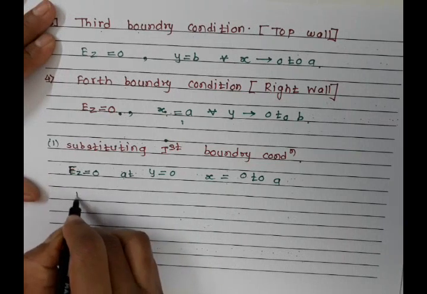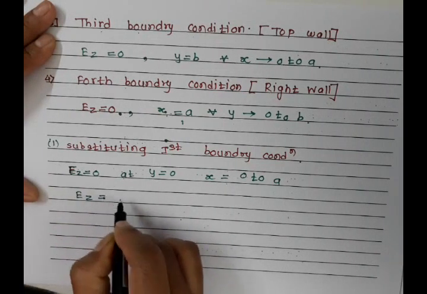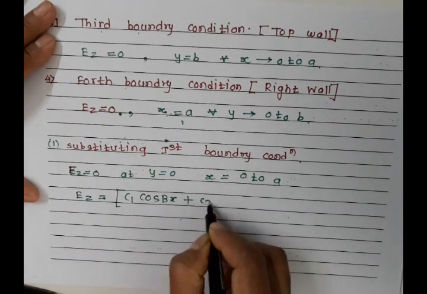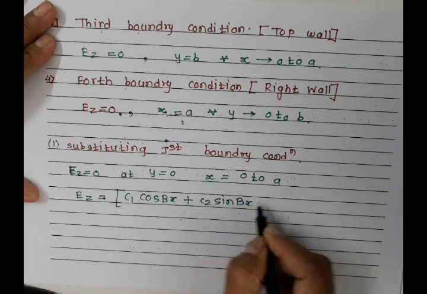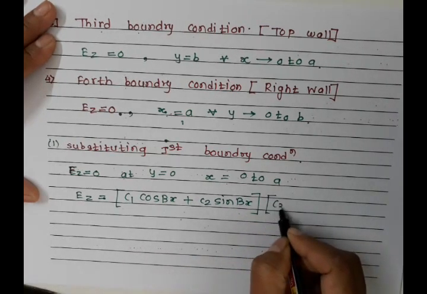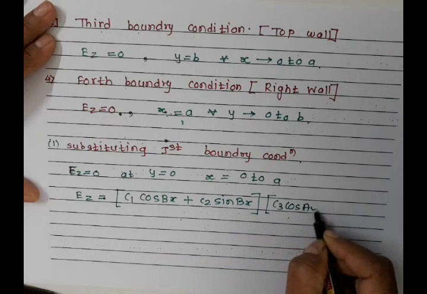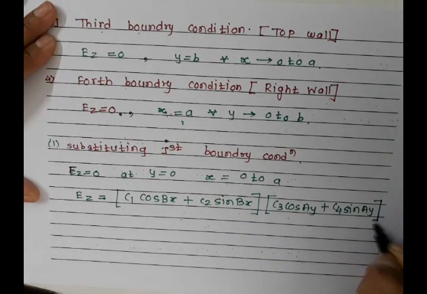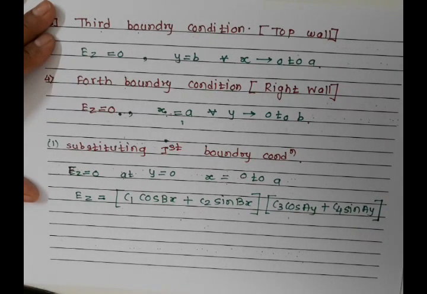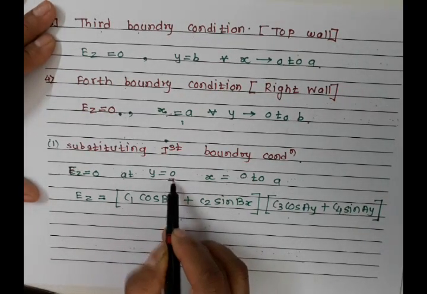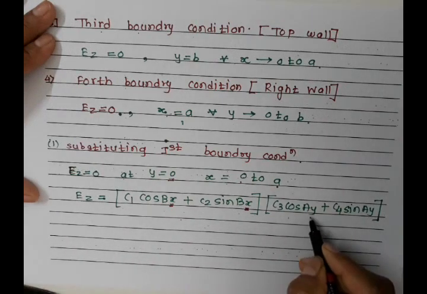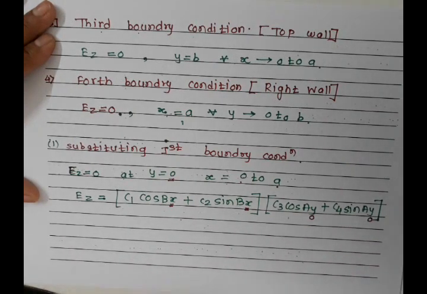So now I am writing the Ez is equal to c1 cos of bx plus c2 sin of bx into c3 cos of ay plus c4 sin of ay. Okay, so here you are applying the boundary condition. So you are saying your y is equal to 0, okay, and x varies from 0 to a. So these values will be there because x exists, it will be 0 to a. y will be 0 and here also y will be 0.